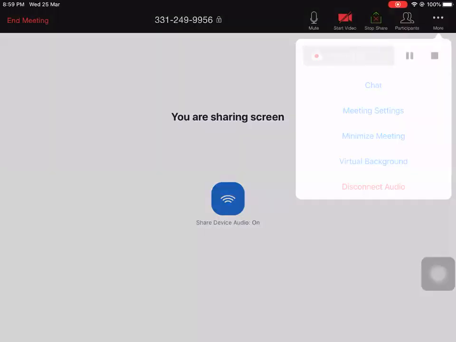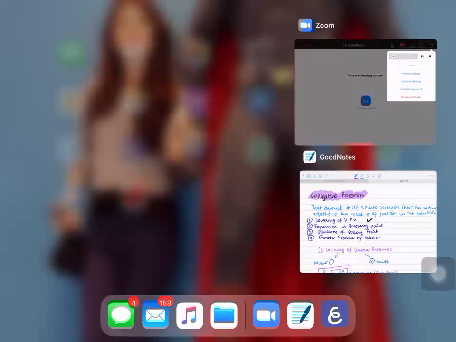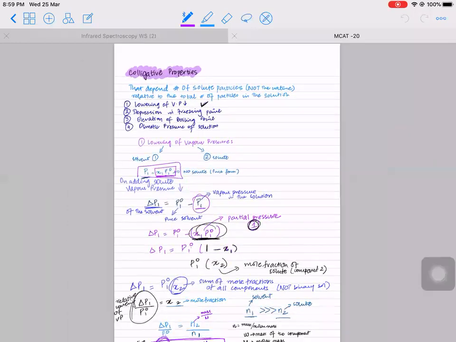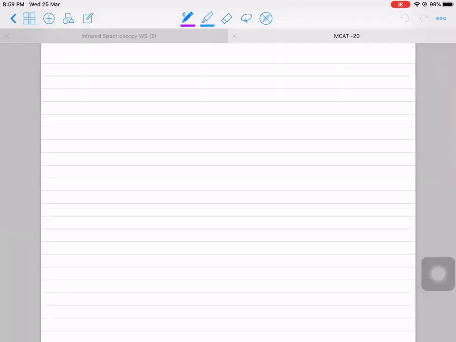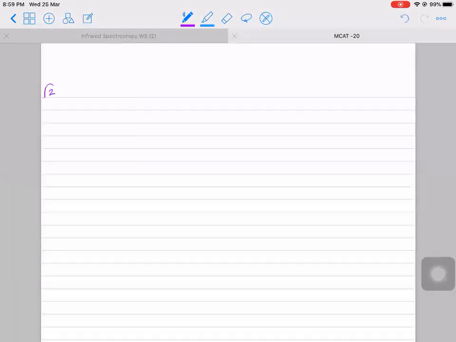Osmotic pressure, right? So let me just go over lowering of vapor pressure again, just so you can understand elevation of boiling point as well. So elevation of boiling point was the second colligative property. And what was a colligative property?